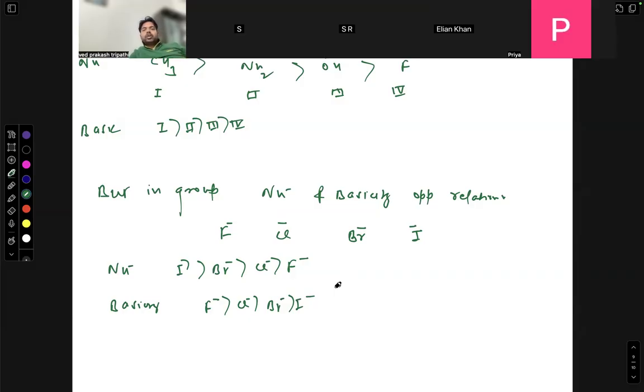Because of size, you know. So base can grab the proton. So bigger size is easy to grab a proton. But nucleophilicity is a kinetic property. It can move. So heavier size would be very tough to move. That's why we can say smaller the size, better the speed and better the nucleophilicity. Okay. It makes sense.